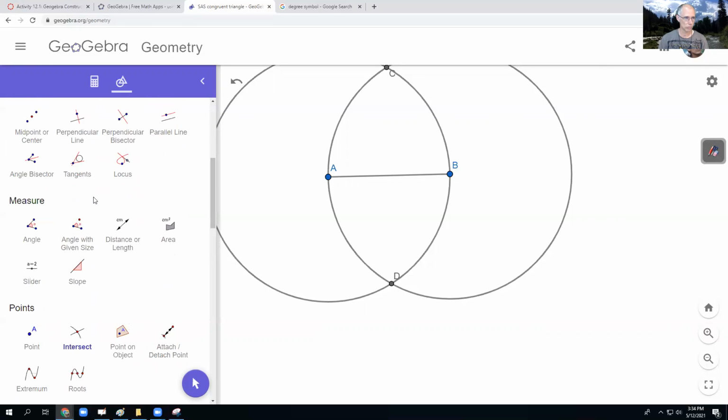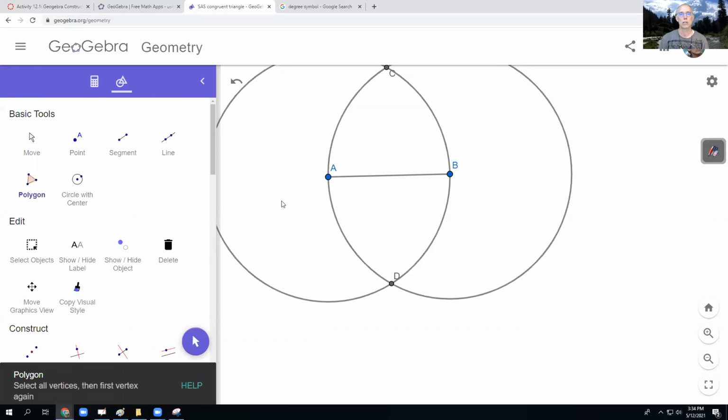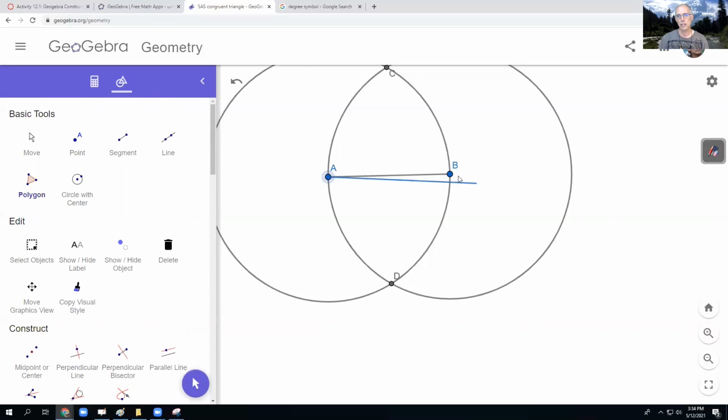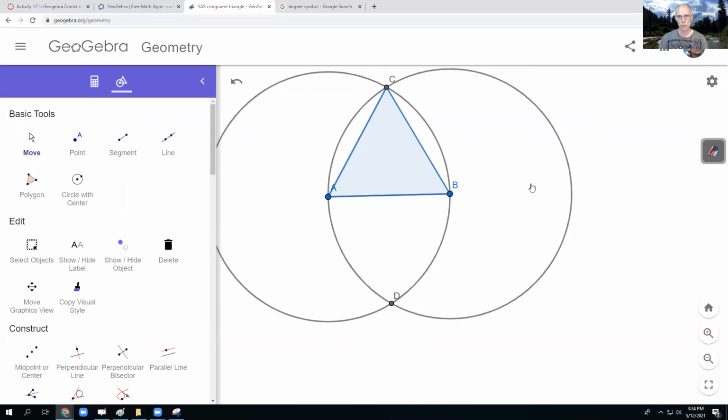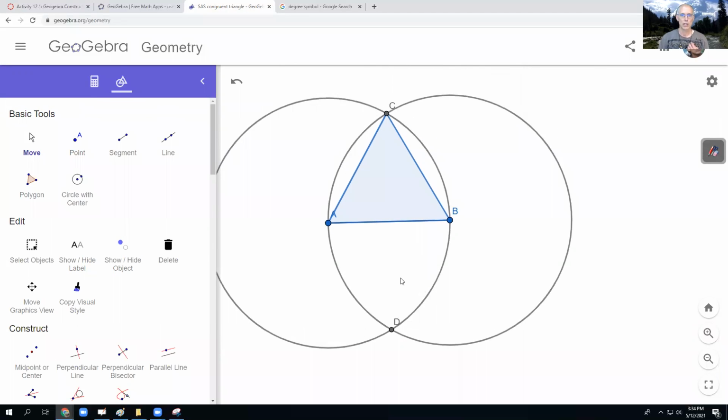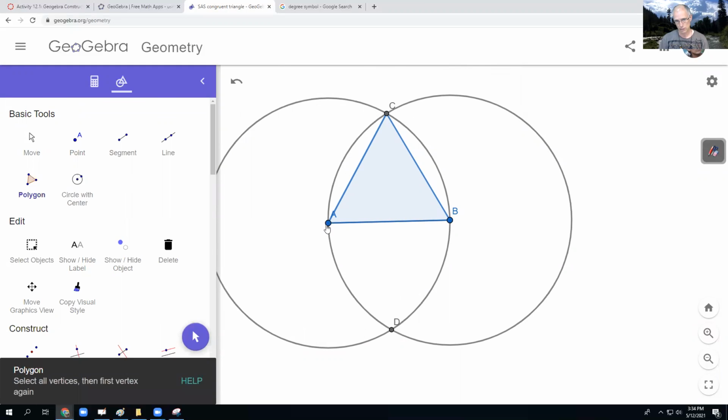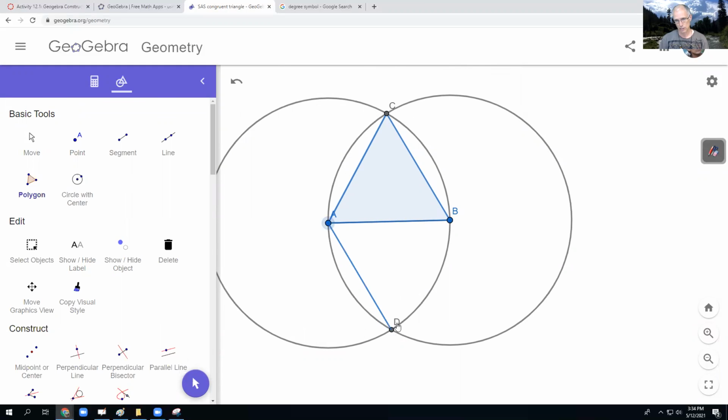There's a polygon tool up here. So triangle A, B, C, go back to where you started to finish the polygon, is equilateral because of the way I constructed it. Let's move this down a little. And so is triangle ABD, or ADB, however you want to call it. And oops, I'm going to go back to where I started to finish it.